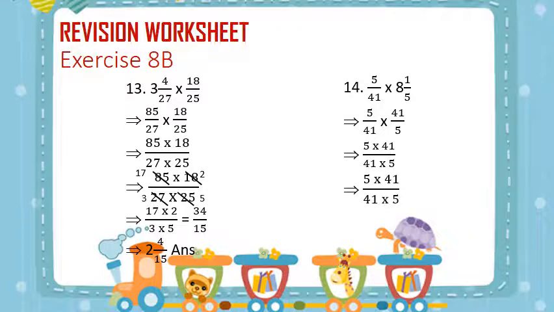So now children, we can divide common number 41 and 41 by 41. So what we will get? 1 and 1 in the numerator as well as in the denominator. And in the same way we can divide 5 in the numerator and 5 in the denominator by common number 5. So 5 divided by 5 is equal to 1 and 5 divided by 5 is equal to 1. So our answer is 1.